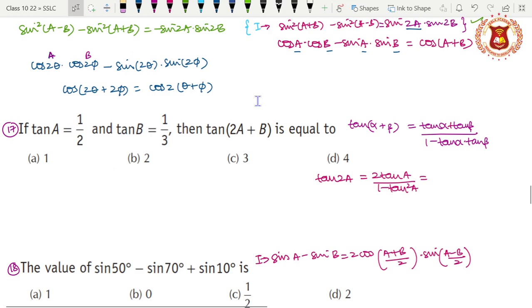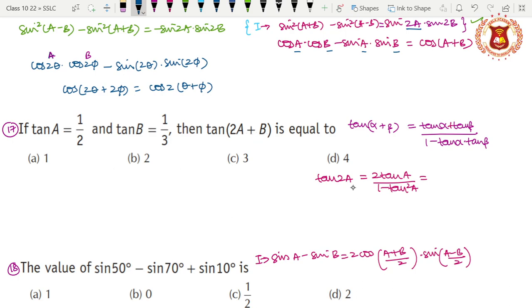Next problem, again we are using two identities here. This chapter is trigonometric functions and there are so many identities to remember here. Now first let us simplify this term here. We have to find tan (2a plus b), right?